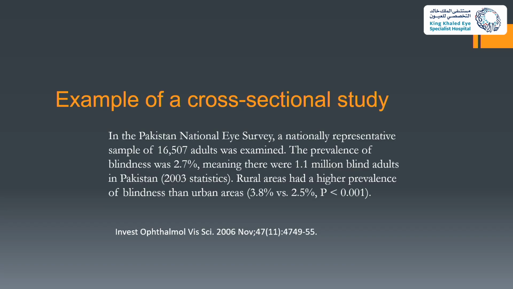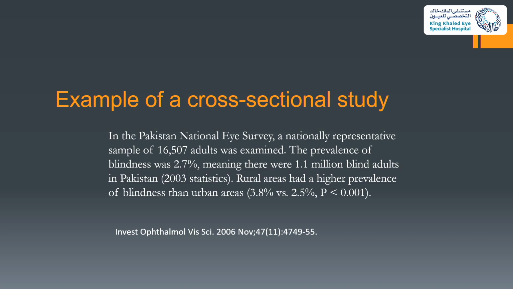This is an example from a cross-sectional study, the National Survey of Pakistan 2003. They took a sample of 16,500 adults from all over Pakistan, and they found that 2.7% of adults in Pakistan are blind. And they found some disparities: 3.8% of people in the rural area compared with 2.5% of people in the urban area were blind. And this was statistically significant.